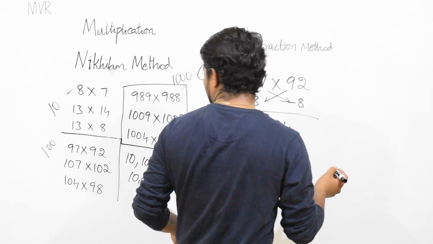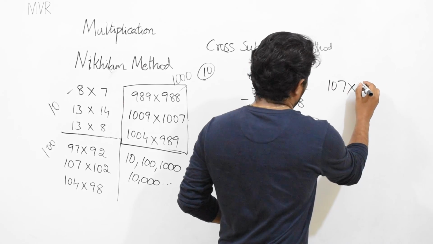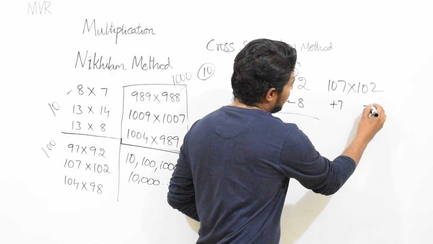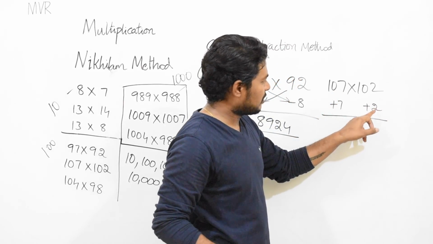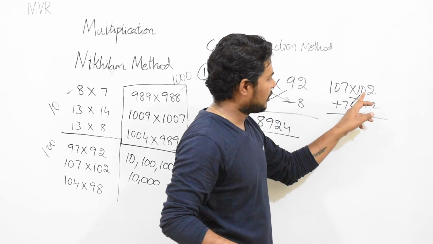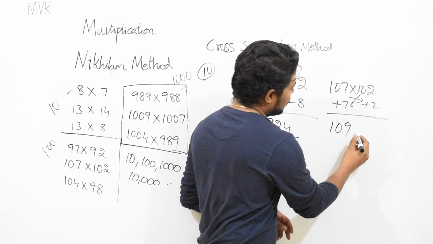Now we go for the second one. 107 into 102. Here this will be plus 7, this will be plus 2, right? You can do this plus this or this plus this. Both are same. Anything you can do. I am doing 102 plus 7, that will be 109, and 7 into 2 is 14.